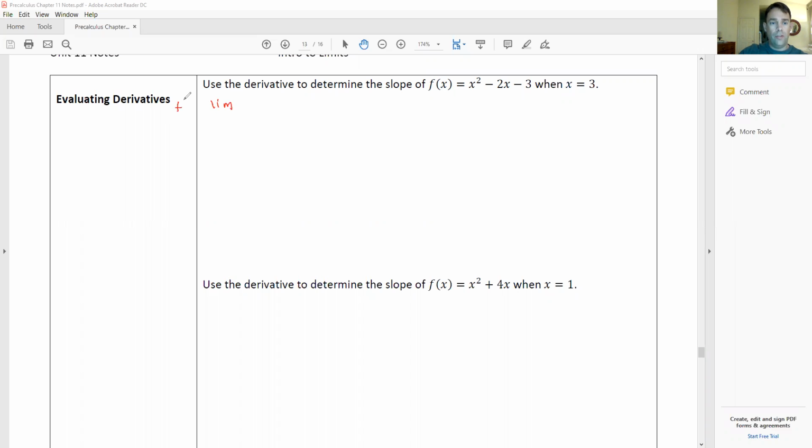I can now go ahead and say that this is f prime of x equals the limit as h approaches 0. So here's our difference quotient, f of x plus h minus f of x all over h. And we're going to plug that in there so we can figure out what the derivative will be.